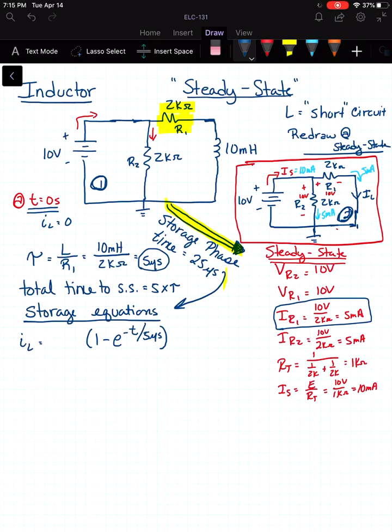Now, what is that maximum value we're going to? That's right here. That's the 5 milliamps. So I'm just going to put that right there.